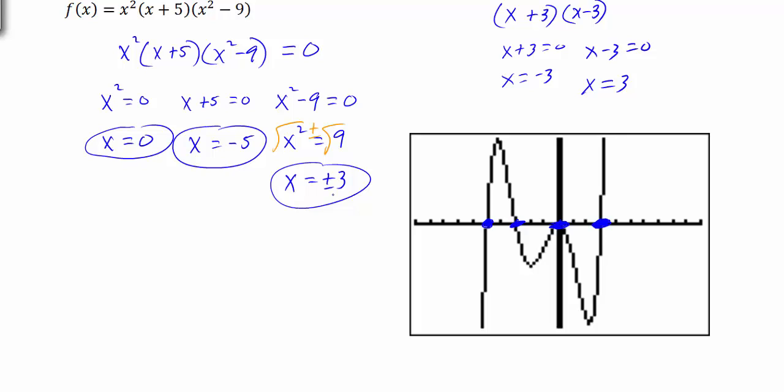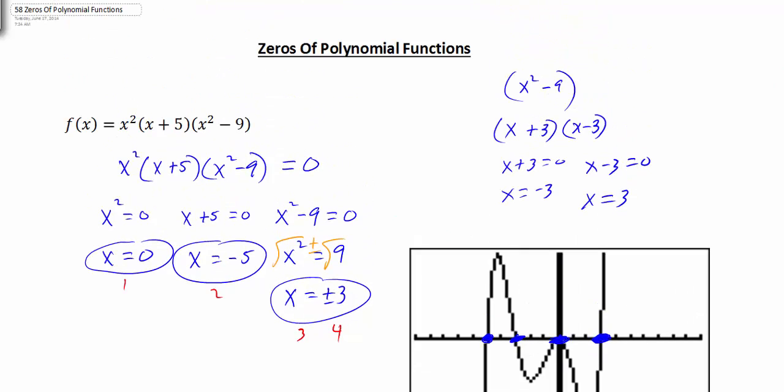If you look closely, we have 1, 2, 3, and 4 zeros, and we have a plus or minus 3, so that's 2 different numbers there. If you were to multiply this out, we would have ended up with what? X to the what?